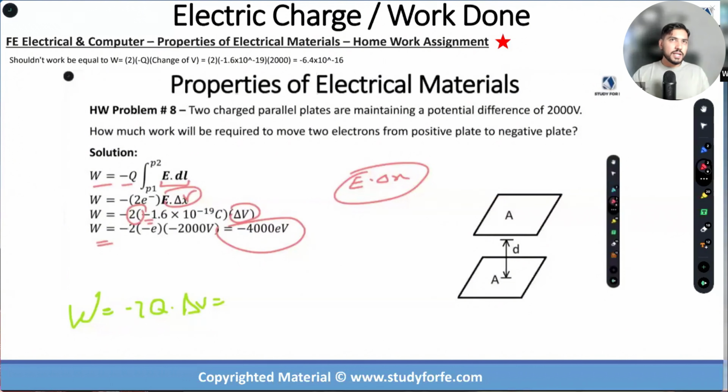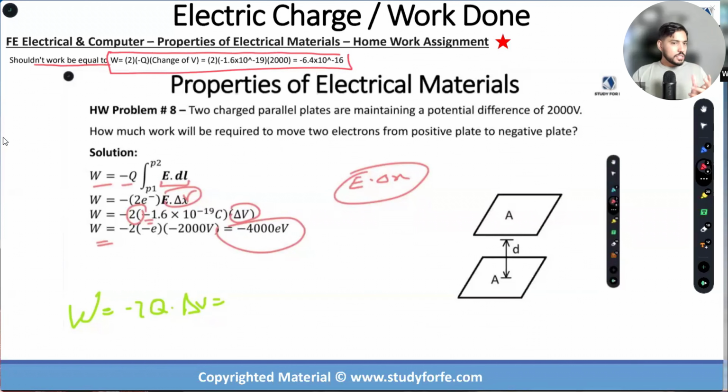Up until 2018, they used to have a separate section called engineering sciences, which included these types of topics, right? But now, work done by a charge, work done on a charge, arguably it can be part of properties of electrical materials, or it can be part of electrodynamics within electromagnetics. Shouldn't work be equal to... the student is using the formula, and then the issue that the student has is with regards to polarity. I'm going to come back to that in a second.